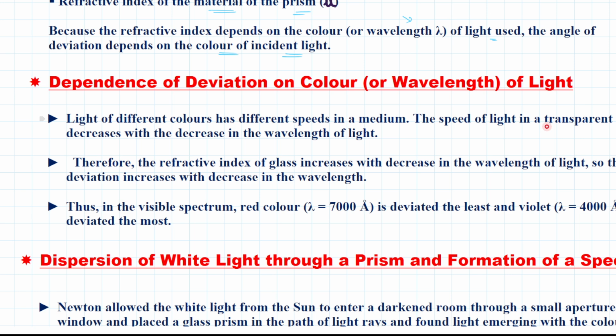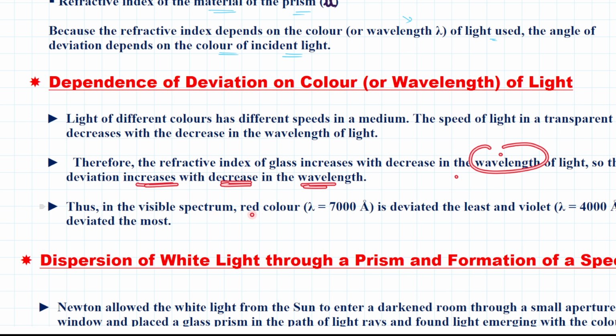So the speed of light in a transparent medium decreases with decrease in the wavelength of light. So if wavelength of light decreases, the speed of light also decreases in transparent medium. So therefore the refractive index of glass increases with decrease in the wavelength of light. So now here I can see this, the refractive index of glass increases with what? Decrease in the wavelength of light. So the deviation increases with decrease in the wavelength.